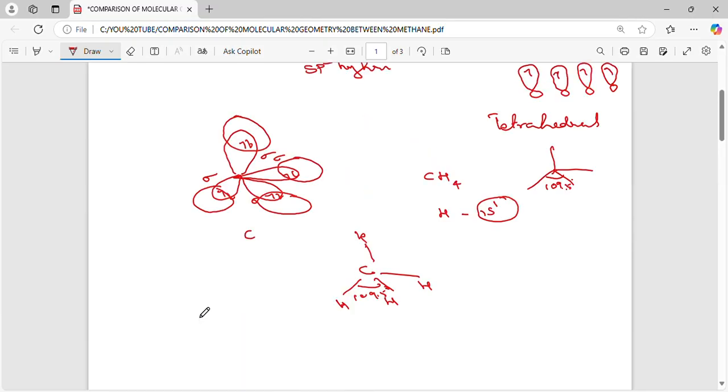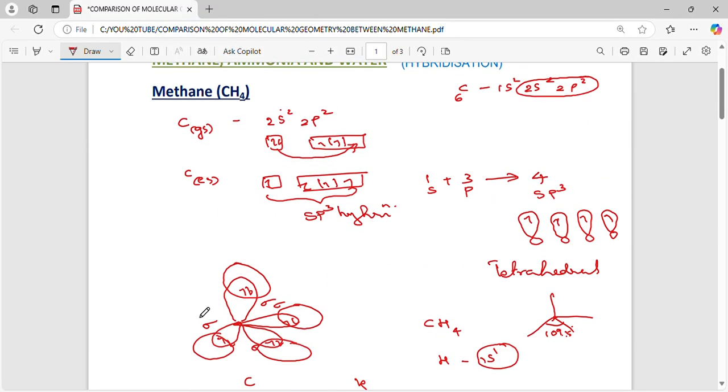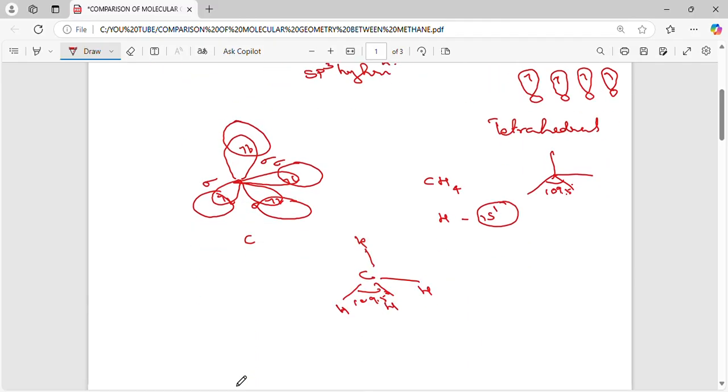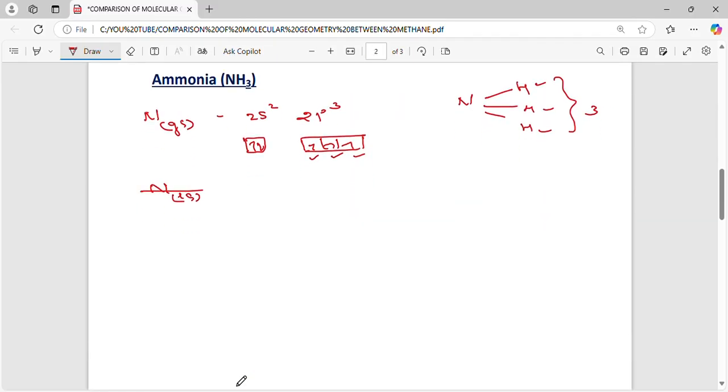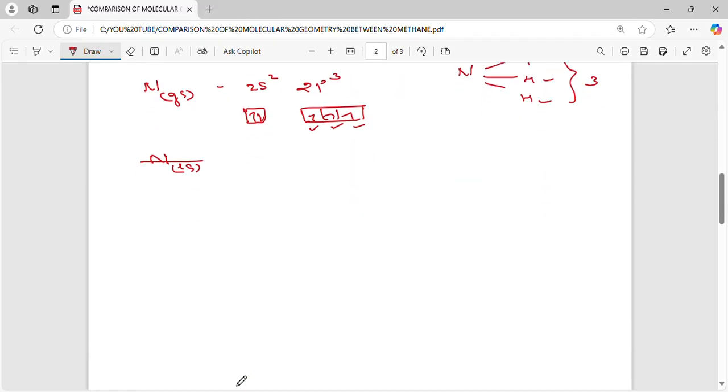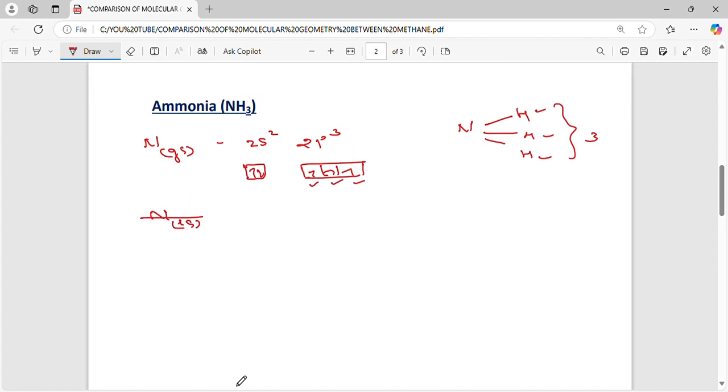But in the previous case of CH4, when we wrote the electronic configuration in the ground state, only 2 unpaired electrons were there, but the hydrogen atoms are 4 in number. So we needed 2 more, so that excitation was required in CH4. In this case, excitation is not required. So the 2s2 and 2p3 configuration is enough for the hybridization.